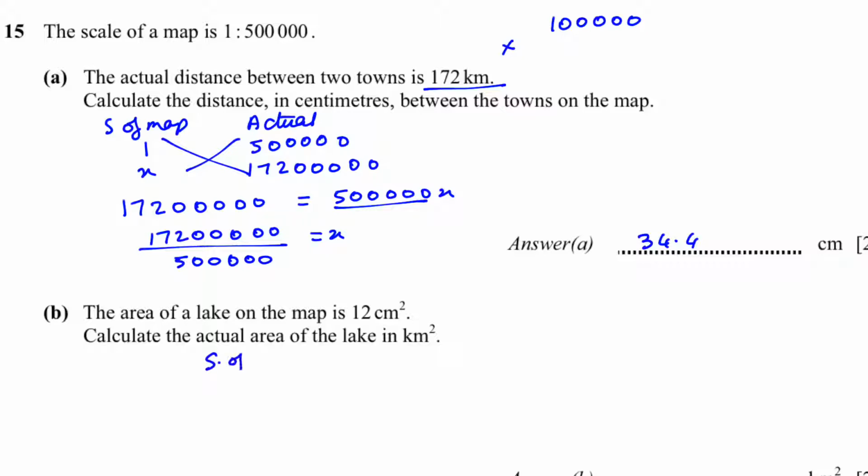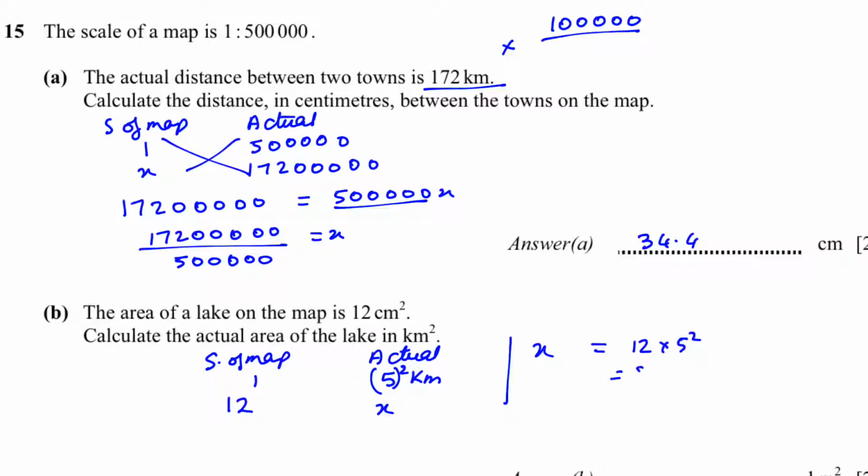let's write the scale of the map is 1 and the actual distance is going to be 5 kilometers, because 500,000 divided by 100,000 will give us 5. The area is 12 square centimeters and we want to find the actual area. Because it is an area, we will square the scale factor that has been given to us. 1 times x is x, and 12 times 5 squared will give you 300 square kilometers.